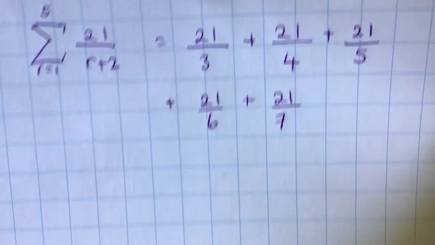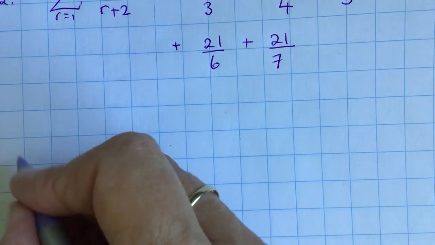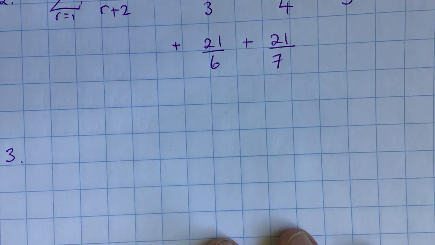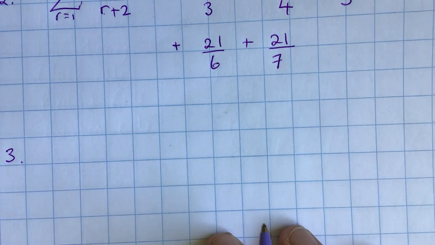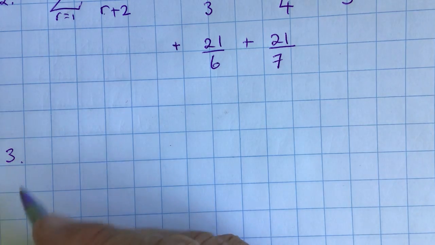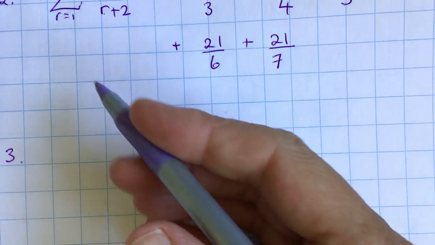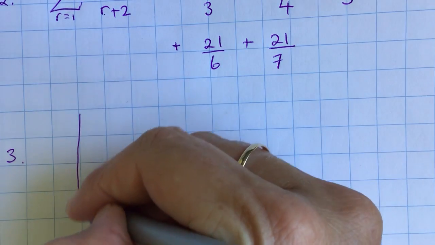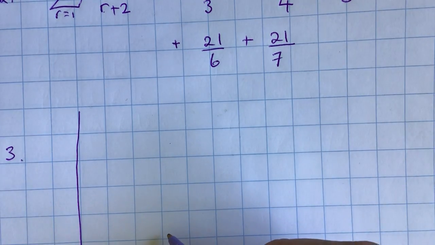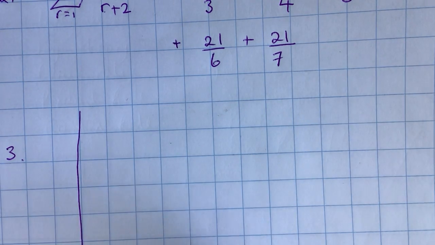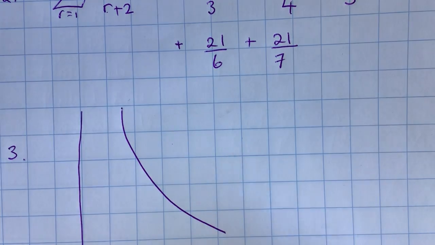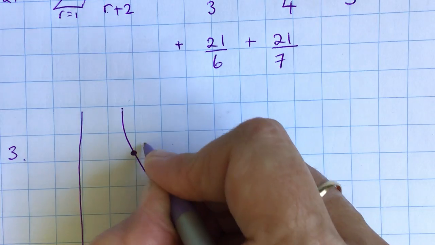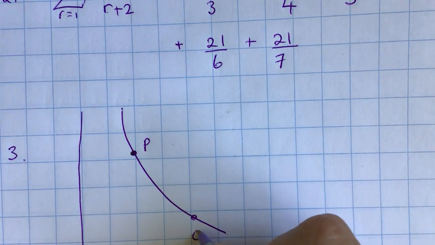Okay, number 3. Now I always draw a little diagram with questions like this. It says the points P and Q lie on the curve y equals f of x. Work out whether the curve goes this way or this way, and you can do that by looking at the y values. It's only a very rough sketch, but basically I've got a curve that's going to come down here. So my point P is there, my point Q is there.